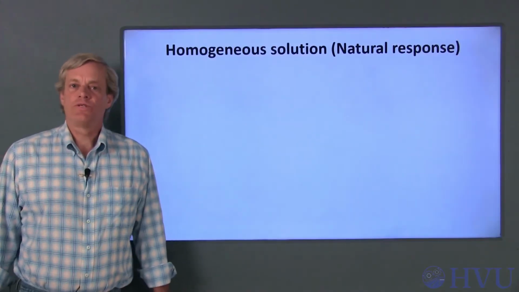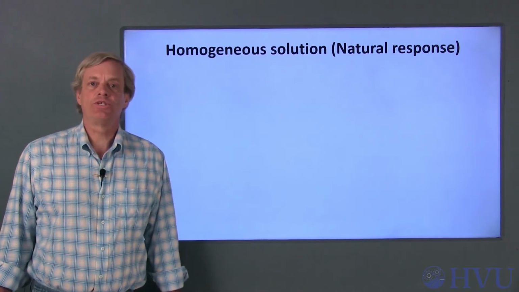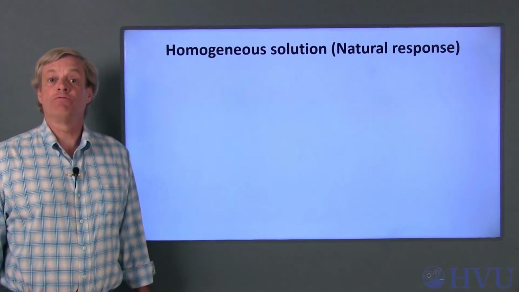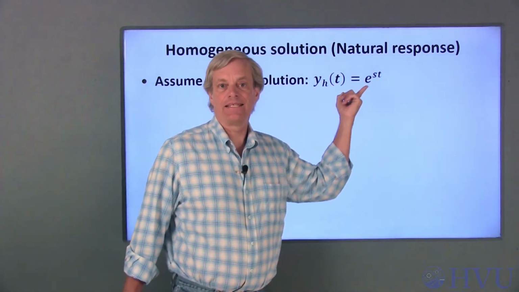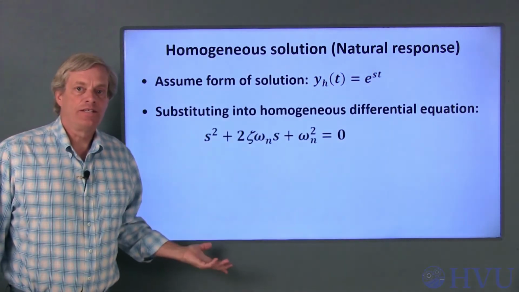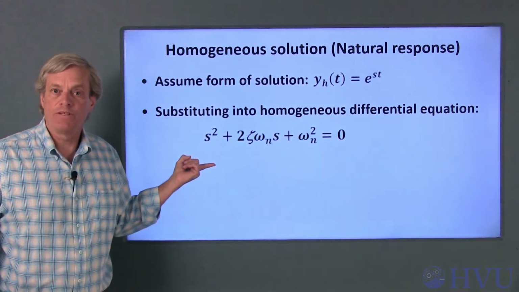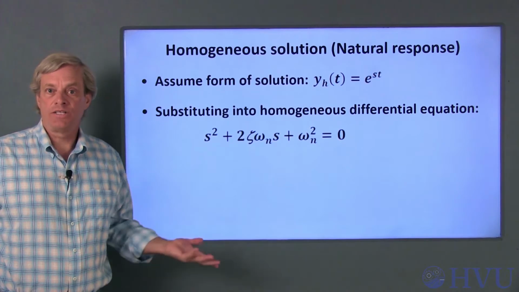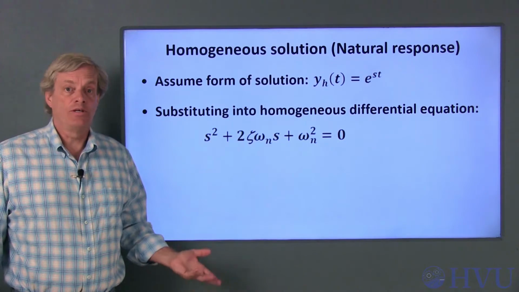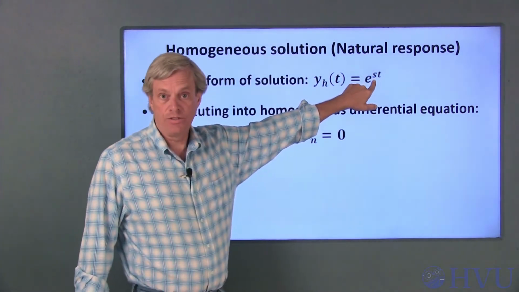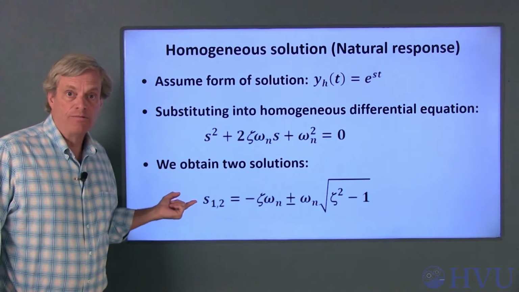The approach I'll use to find the homogeneous solution will be to guess the form of the solution. Since the solution to a linear differential equation is always in the form of exponentials, I'll assume that the solution is of the form e to the st. I can plug this into the differential equation and solve it to get what is called the characteristic polynomial for the system. For a second-order system in our standard form, this is the characteristic polynomial. The roots of this polynomial are the values of s that go in this solution. If I solve for the roots of this polynomial, this is my result.